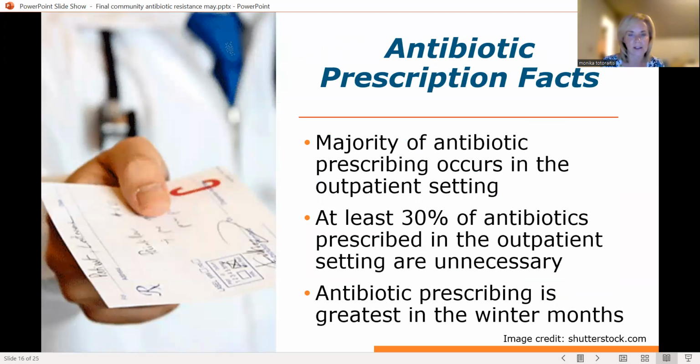Some prescribing facts. The majority of our antibiotic prescribing occurs in the outpatient setting: doctors' offices, urgent care clinics, emergency departments. At least 30% of these antibiotics prescribed are considered unnecessary based on the published literature. Antibiotic prescribing is the greatest in the winter months. Not surprising, since this is our highest cough, cold, flu season.